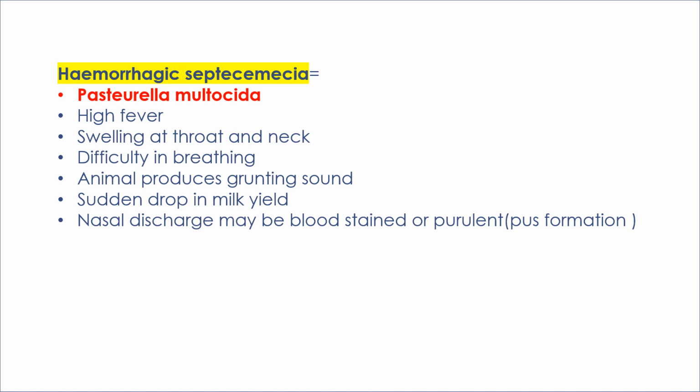So the third disease, we will talk about hemorrhagic septicemia. This is caused by Pasteurella multocida, and in this there is high fever. The main thing is that there is a nasal discharge that may be blood stained and purulent, that means it contains pus. So you have to remember this. I could not find a good picture of it, but you need to remember these things. And also the animal produces some grunting noise in this disease, and also there is difficulty in breathing, and there is a sudden drop in the milk yield, and also there is a swelling at the throat and neck. These are the symptoms of this disease.